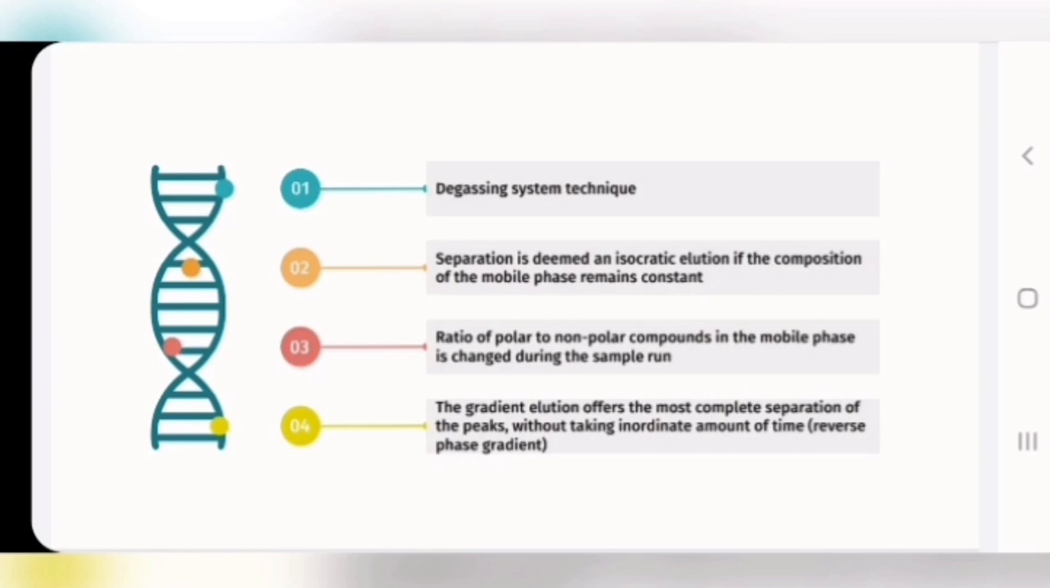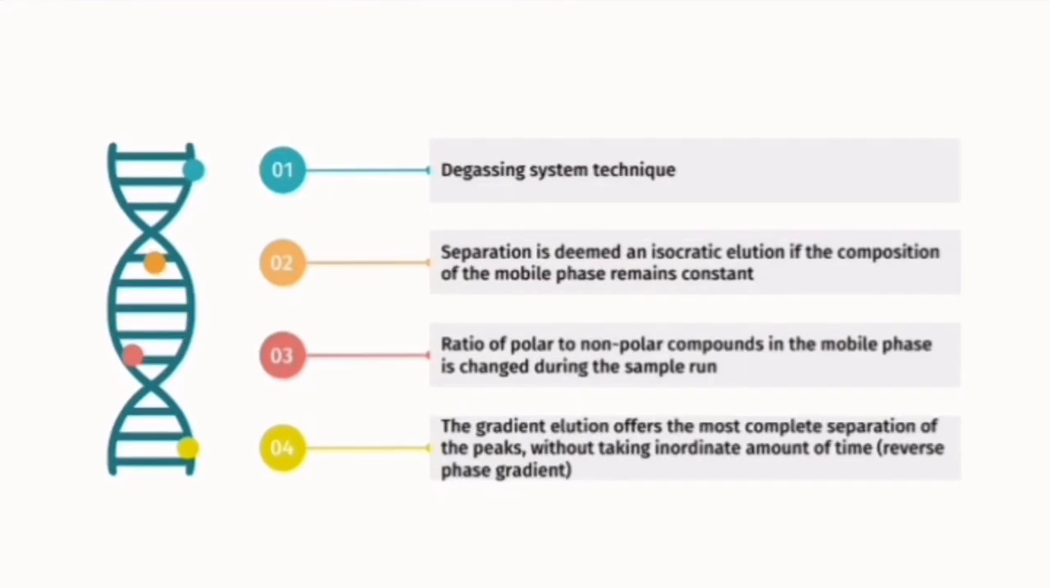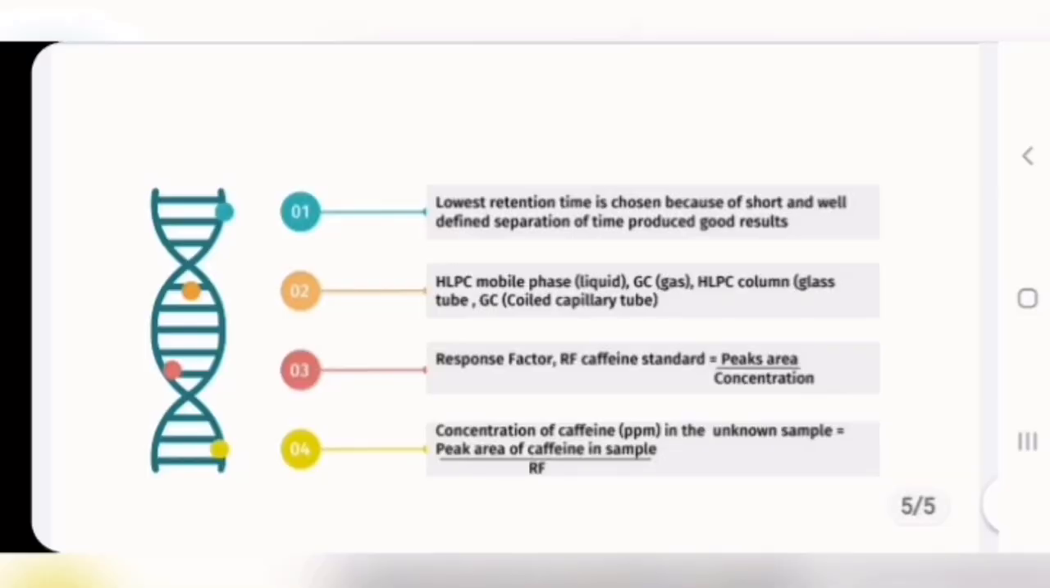HPLC uses a degassing system technique. The separation is isocratic elution if the composition of the mobile phase remains constant. In gradient elution, the ratio of polar to non-polar compounds in the mobile phase is changed during the sample run. Gradient elution offers the most complete separation of the peaks without taking an inordinate amount of time, which is the reverse phase gradient. The lowest retention time is chosen because a short and well-defined separation time produces good results. HPLC mobile phase is liquid, GC is gas; HPLC column is a glass tube, GC is a capillary tube.